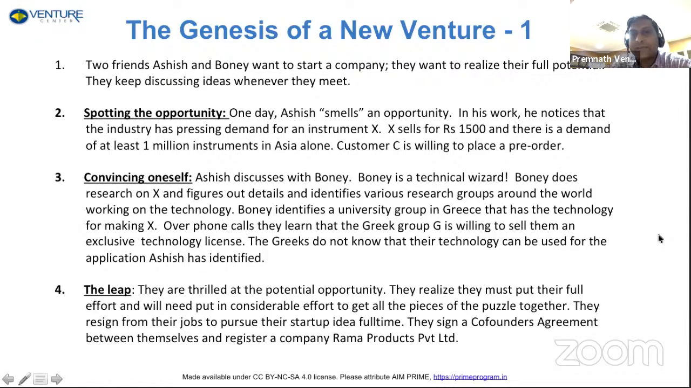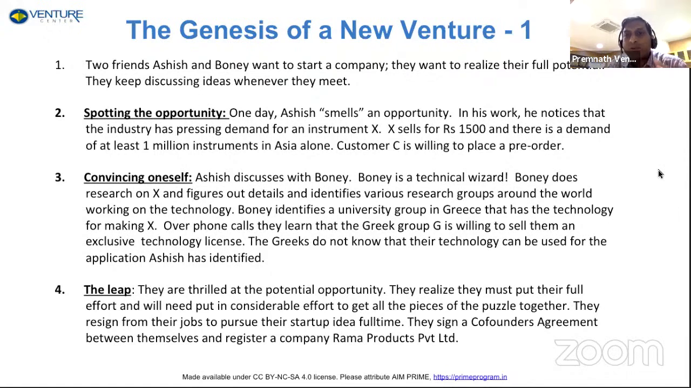They're very excited by this opportunity, and they realize that this is going to take a lot of effort and time, so they just cannot do it part-time. So both of them decide that, look, we have to do this full time to put the pieces of the puzzle together. There isn't much time, we have to do it fast. So they resign from their jobs to pursue their startup idea full time.